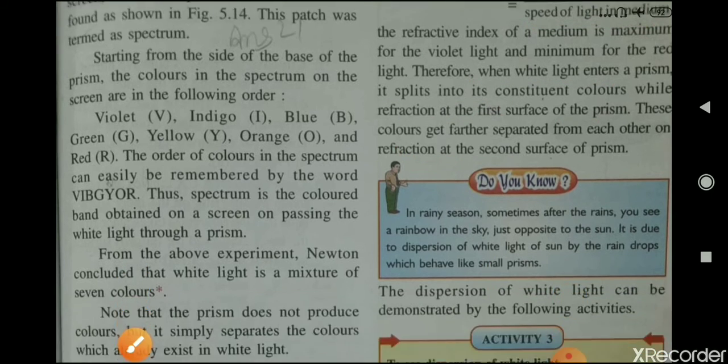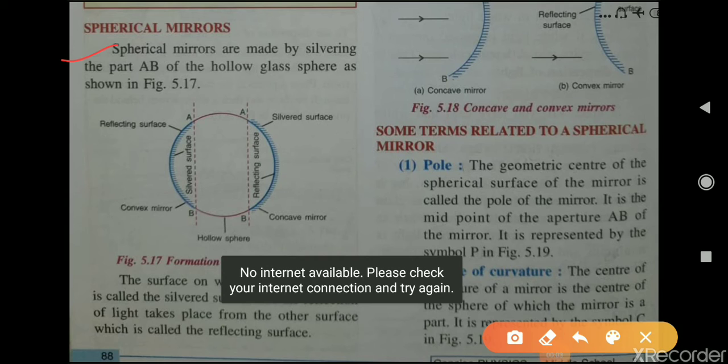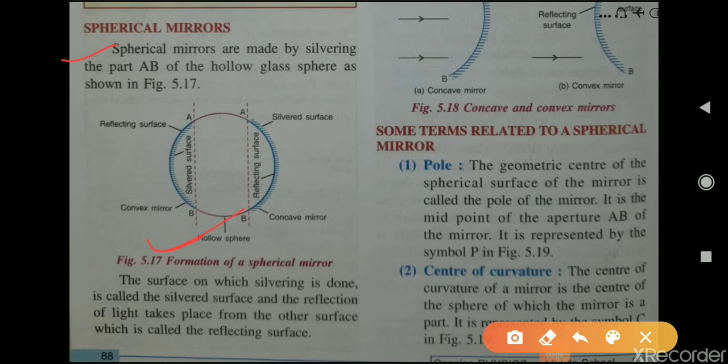Okay, now the next topic is spherical mirrors. As you can see in this picture, a hollow sphere. Spherical mirrors are made by silvering the part AB of this hollow glass sphere. So by silvering one side, this part AB of this hollow sphere, spherical mirrors are formed.